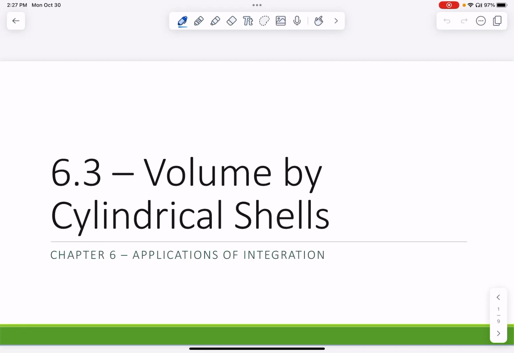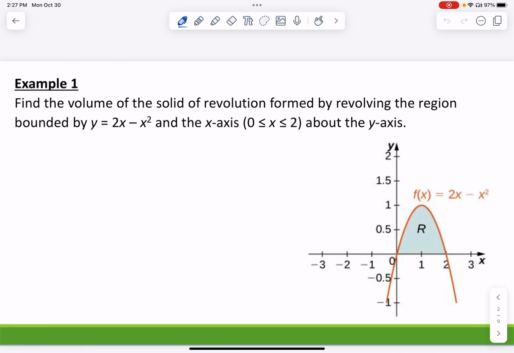In this video, I'm going to be talking about volume by cylindrical shells. So let's first look at an example similar to ones that we've been doing in previous sections, our volume by revolution. So we have: find the volume formed by revolving the region bounded by y equals 2x minus x squared and the x-axis, all about the y-axis now.